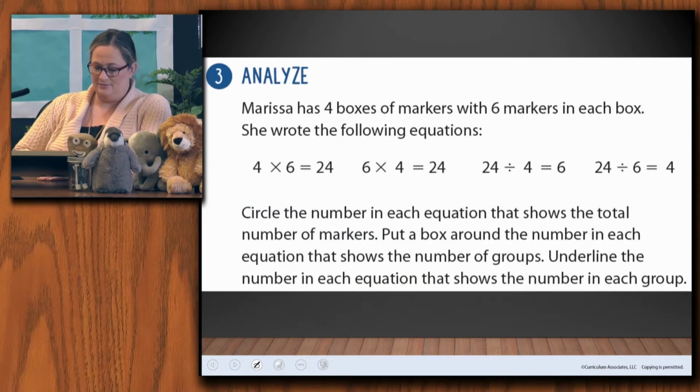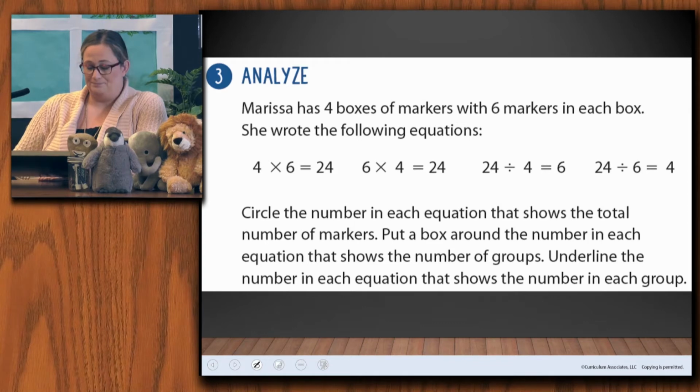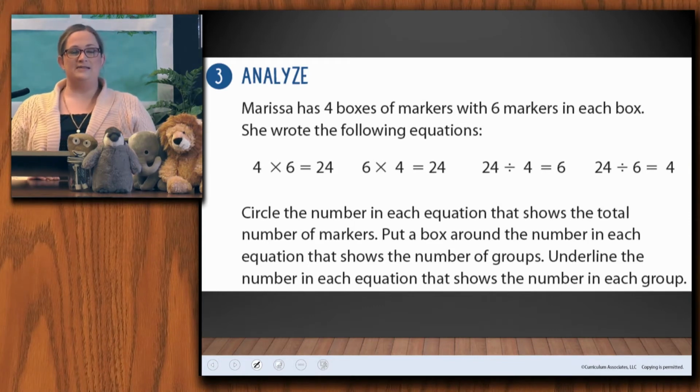Great. Marissa has 4 boxes of markers with 6 markers in each box. She wrote the following equations. 4 times 6 equals 24. 6 times 4 equals 24. 24 divided by 4 equals 6. And 24 divided by 6 equals 4. So I want you to write each of those out on your whiteboard. I'll give you about 10 seconds. Go ahead and write each of them with some space on your whiteboard.